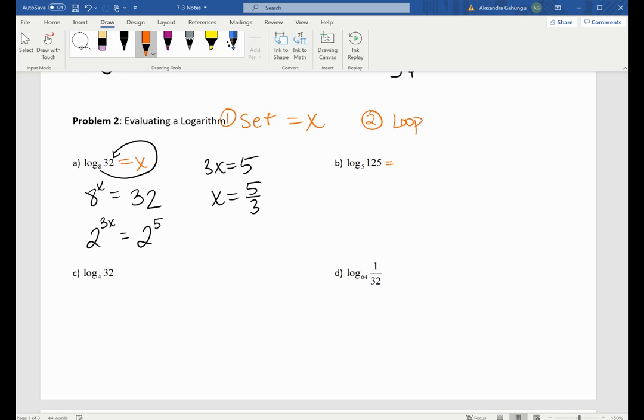So the idea is you're trying to get out of log form, so you loop after setting it equal to x. We'll do that for this one, set it equal to x, and we are going to loop. So 5 is what I start with, because that's the base. So 5 to the x is equal to 125. We've seen that a lot. I can write 125 as 5 to a power, so that's what I'm going to do. I get 5 to the third power, which means x is equal to 3.